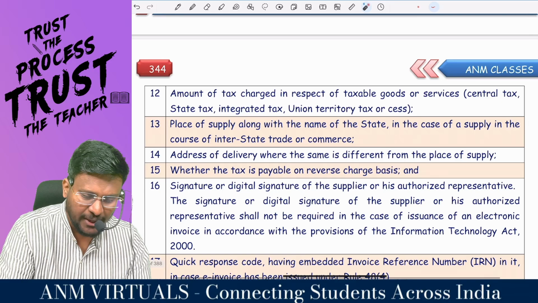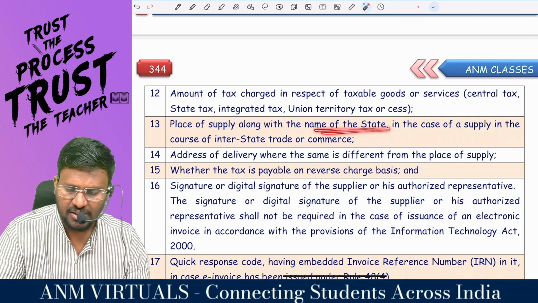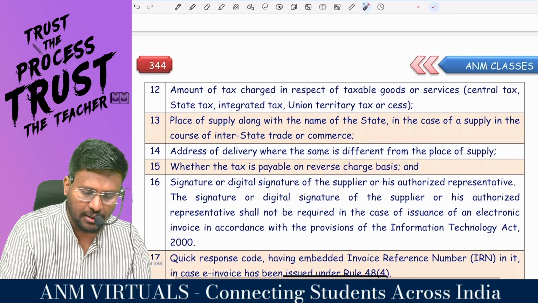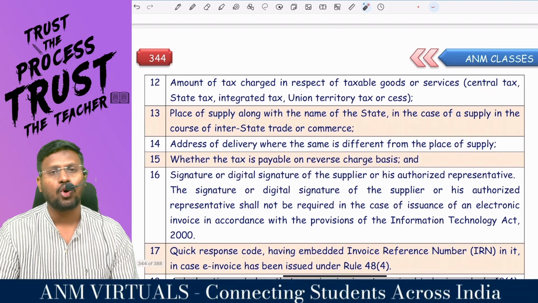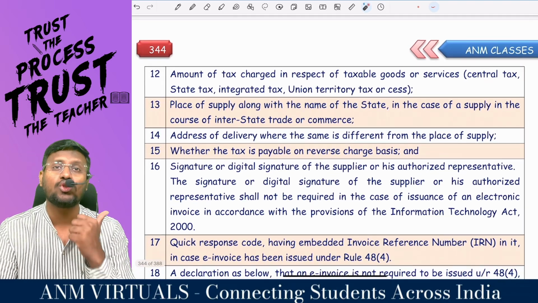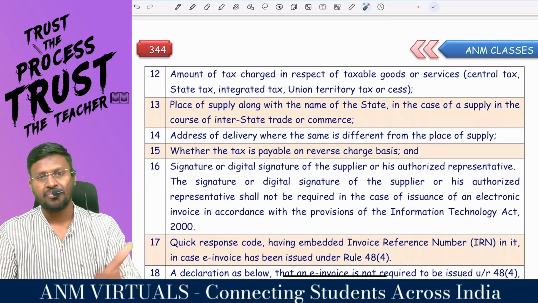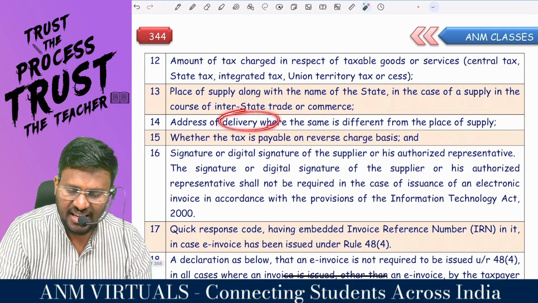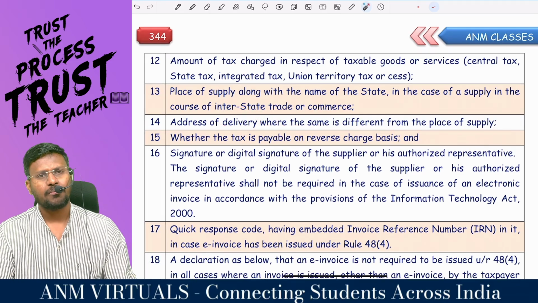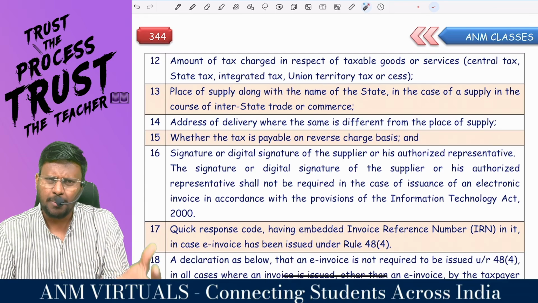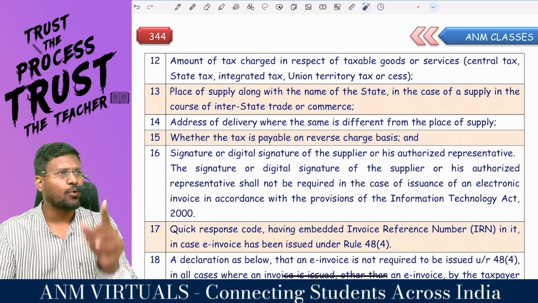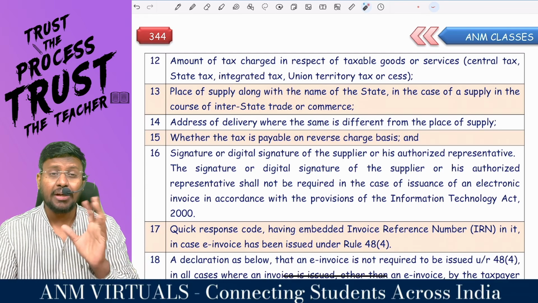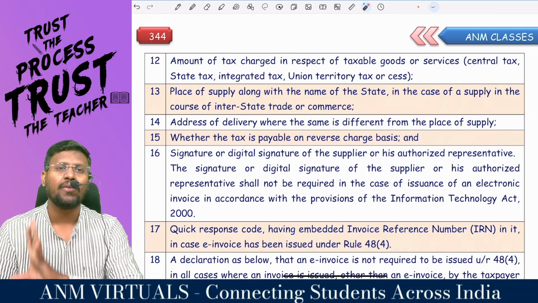The next details: place of supply along with the name of the state, in case the supply is in the course of interstate commerce. They have to mention what the place of supply is. So when you see an invoice, all these details should be there. And the address of the delivery, where the same is different from the place of supply. Sometimes the place of supply may be Kerala, but you have to deliver to some other place. So if the delivery address is different, that is the delivery address you have to mention.